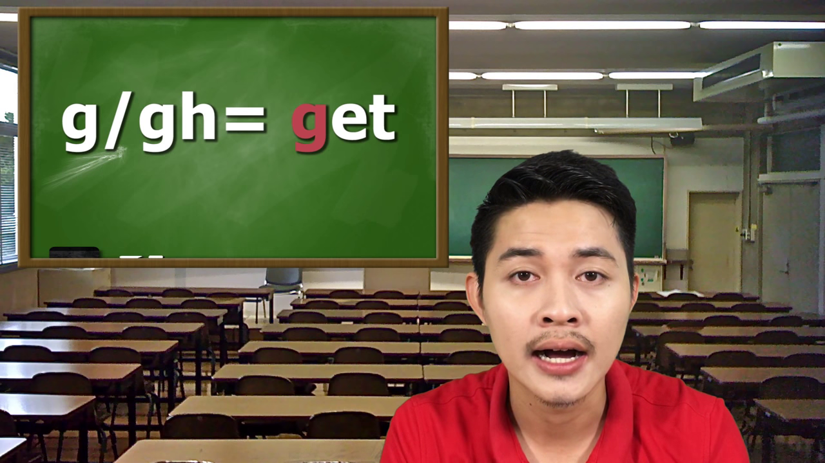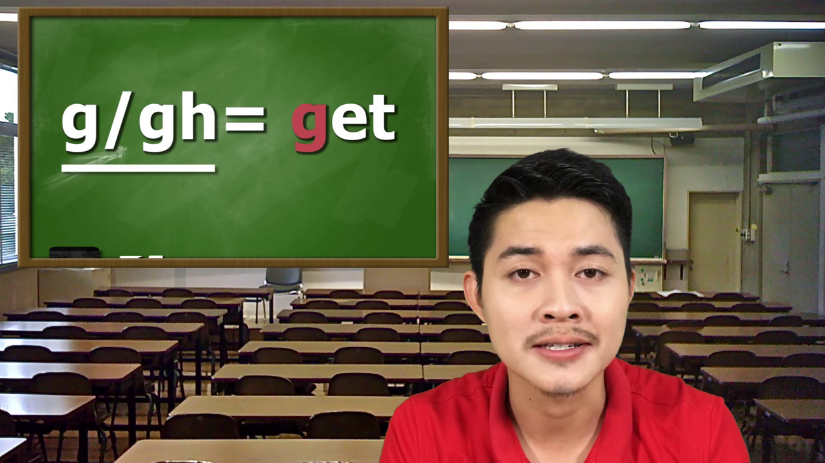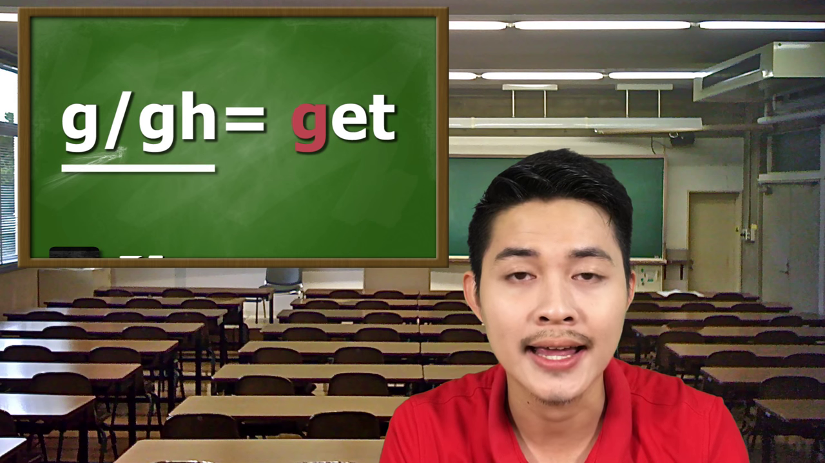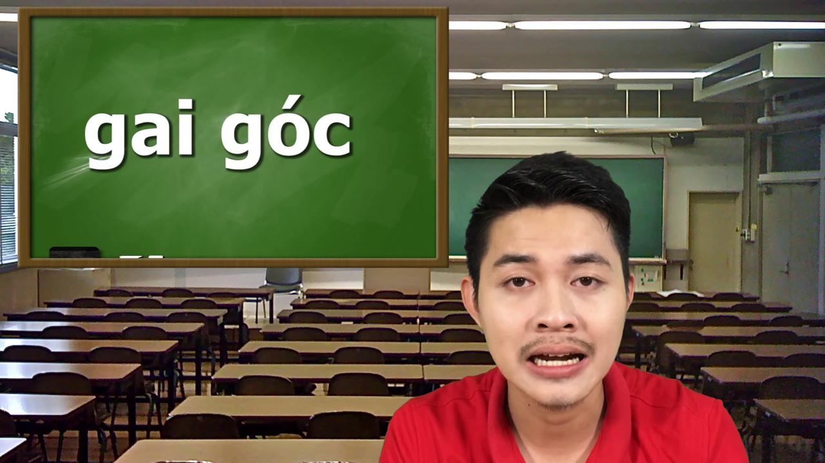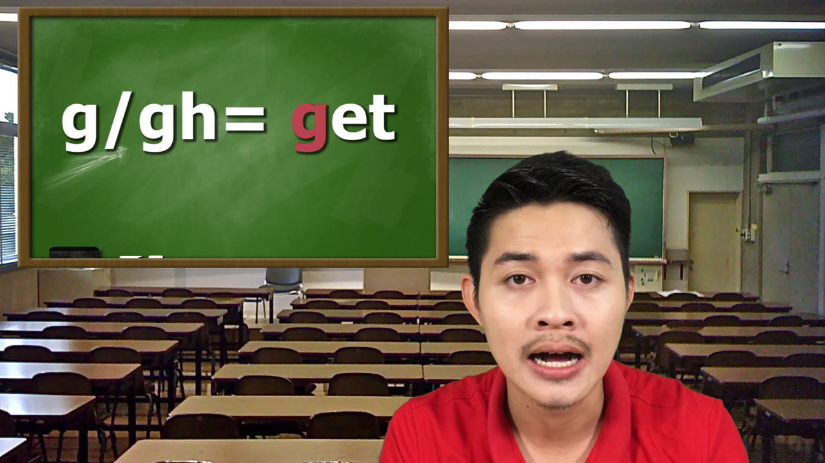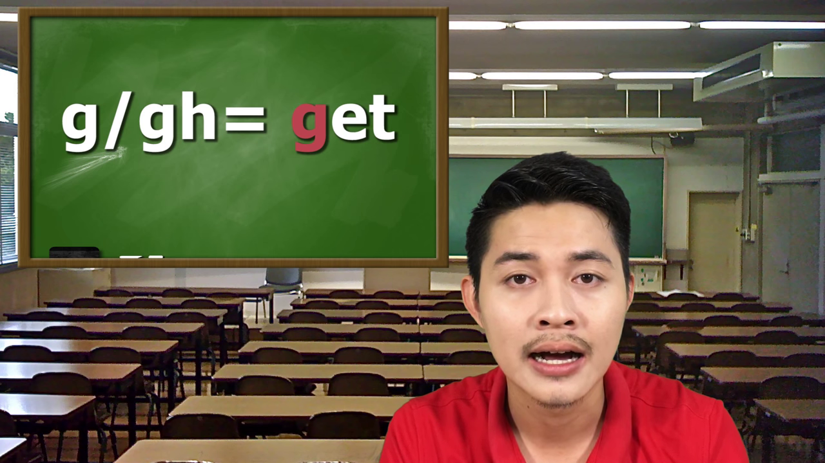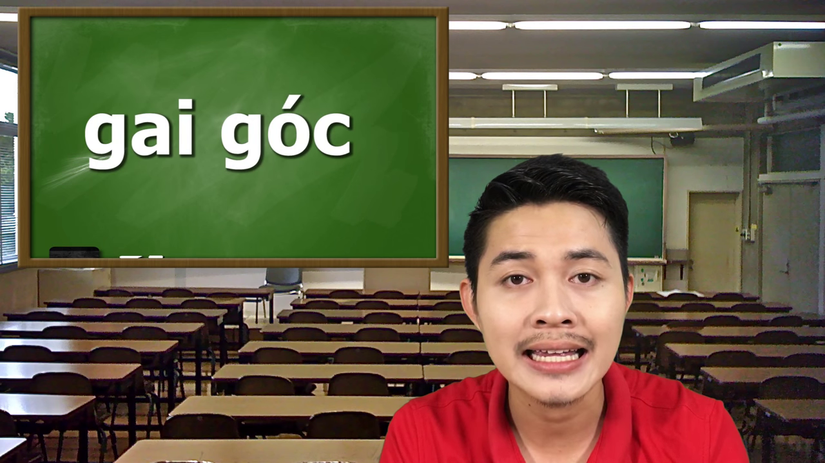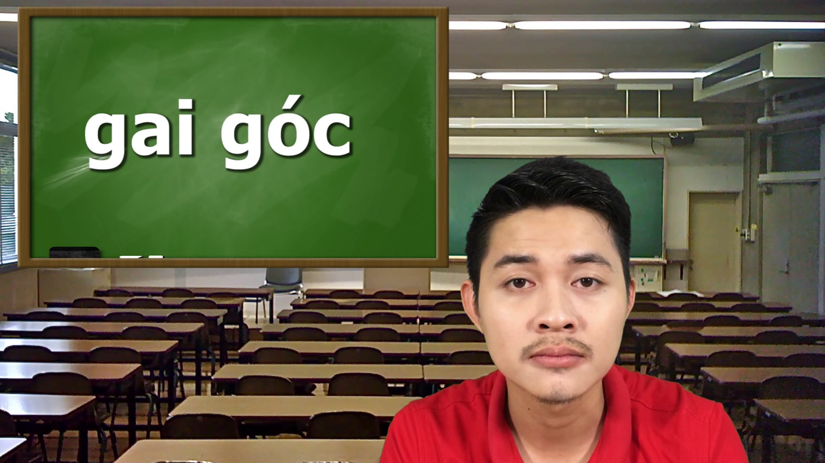The next one is G. All of these words sound the same. G as in get. Gai gop. Now repeat. G. Gai gop. Okay.